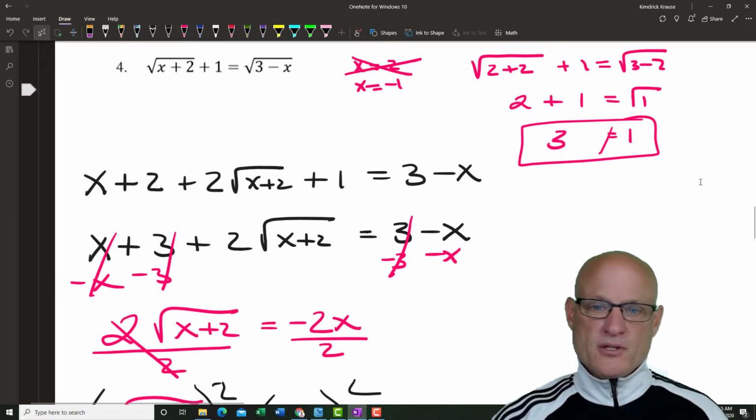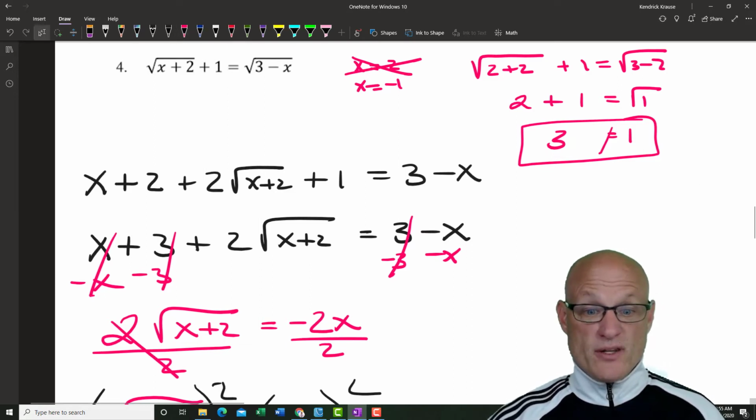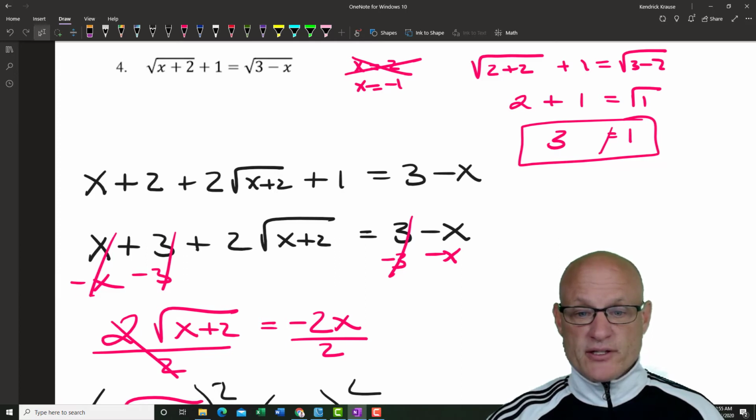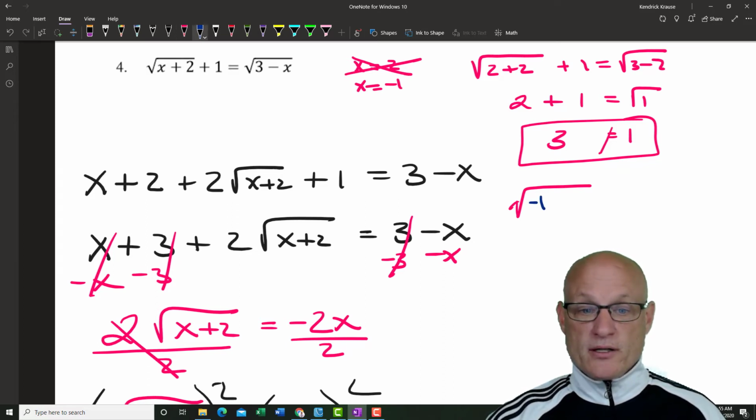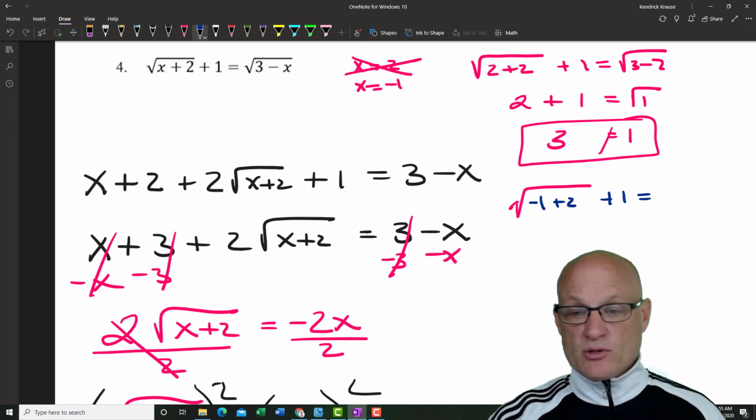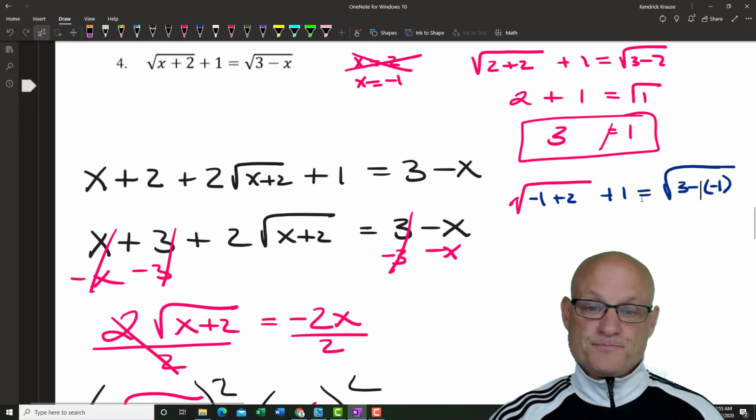That's weird. Let's try the negative 1 then. Maybe the negative 1 is a solution. Let's see it. Usually it's the negative that's the problem, but like I said, it's not always the case. So negative 1 plus 2 plus 1. Does that equal the square root of 3 minus, careful here, negative 1? See how you got a double negative? Maybe that's why we're okay.